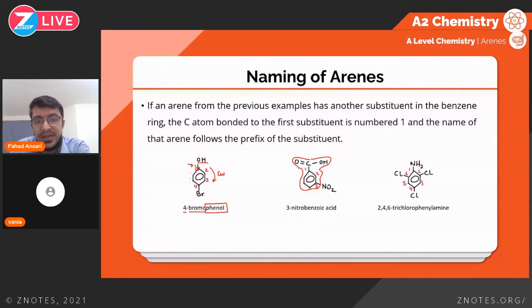And this is going to be carbon atom number one, the carbon that is bonded to the carboxylic acid group. And if I go clockwise, I'm going to get 3 over here. If I went anti-clockwise, I would get 5 instead. That would be 2, 3, 4, 5. So I would rather go for clockwise. So this is going to be 3 nitro, and then the base name is going to be benzoic acid. All right, I'm not going to be looking at giving the number and the name for the CO2H substituent because that's part of the base compound now.